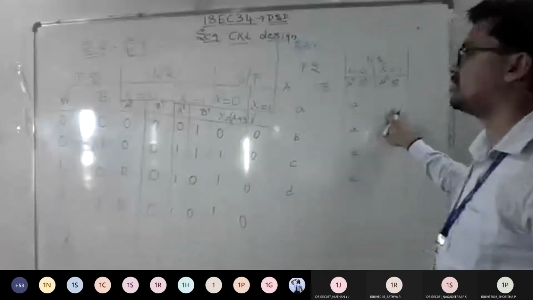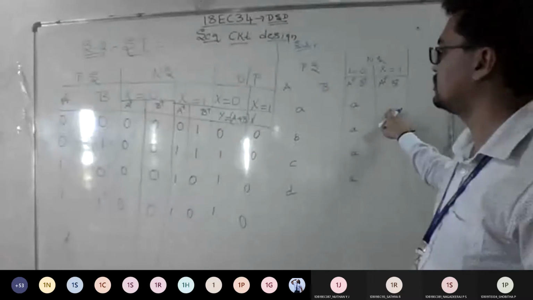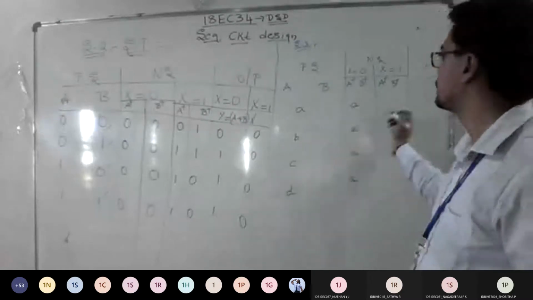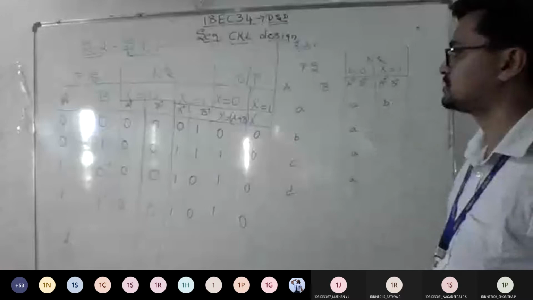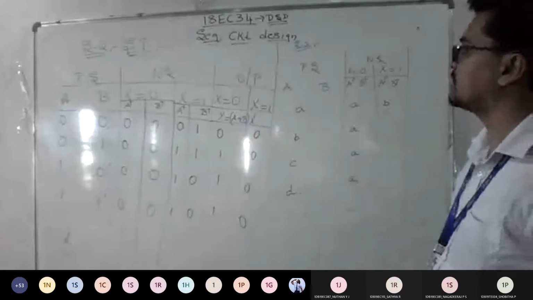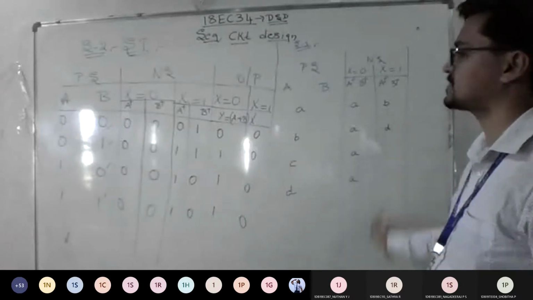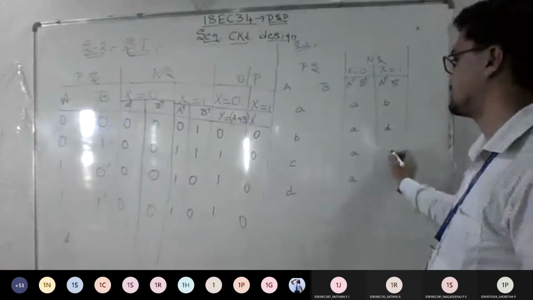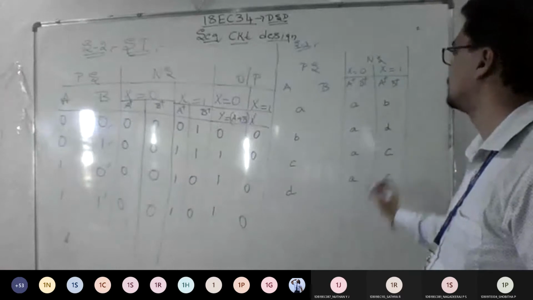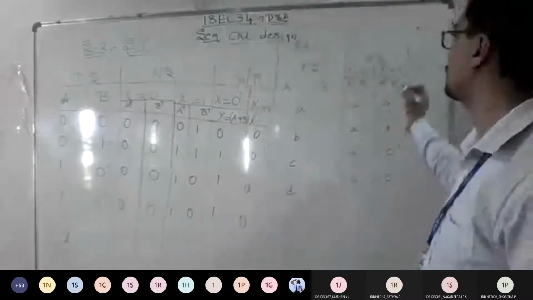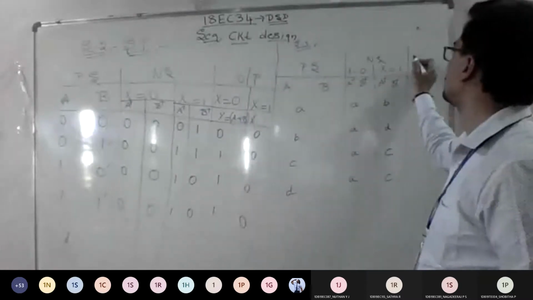Look at this. Tell me now. 0 1 means which state? B. So I should write B here. Next, 1 1, B is there. Good. Next, C. Next, C. Am I clear? Yes, sir. In the same way you have to finish this off with the output also.